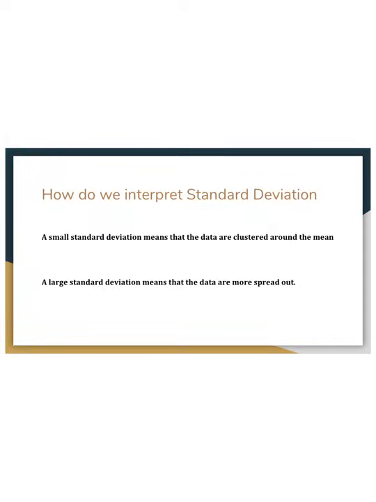For interpreting our standard deviation, we have two main interpretations. A small standard deviation tells you that the data is clustered around the mean, whereas a large standard deviation would tell you that the data is more spread out. So the smaller the standard deviation is, the less the data is spread out away from the mean, or from the middle of the data set. Whereas the larger the standard deviation is, the more spread out the data is away from the mean.